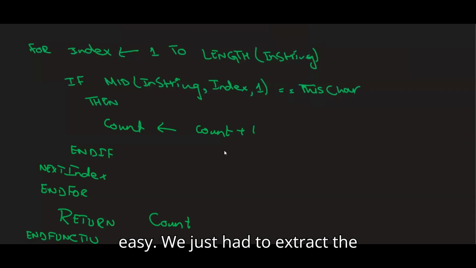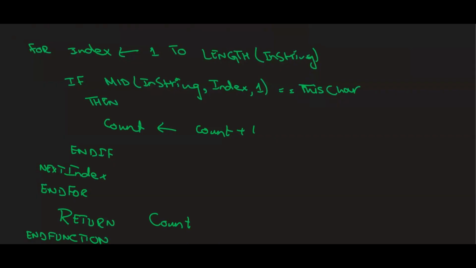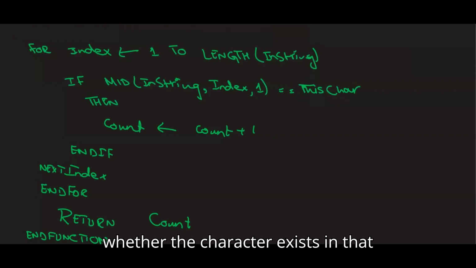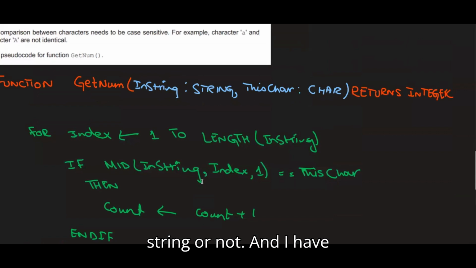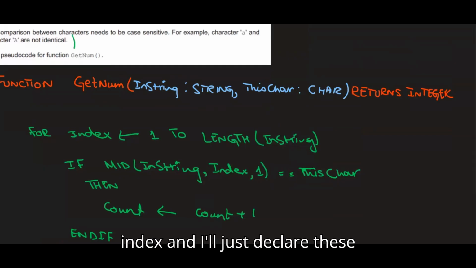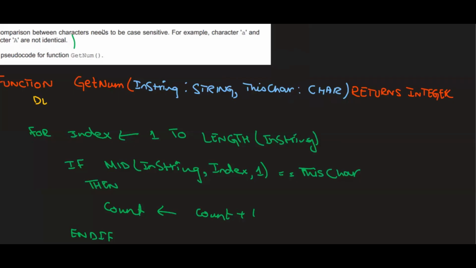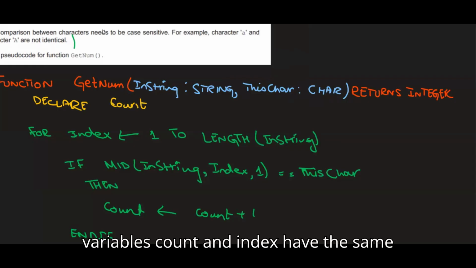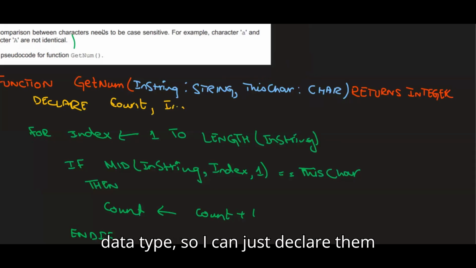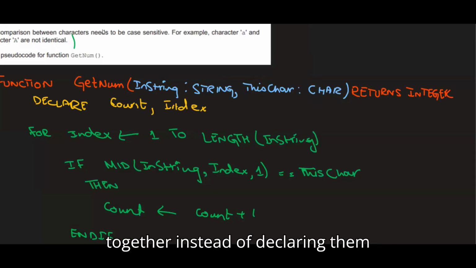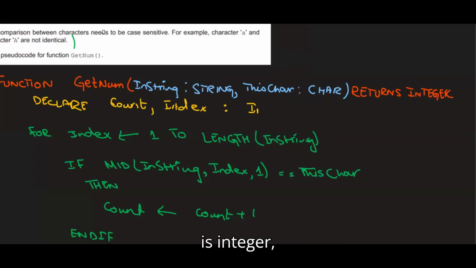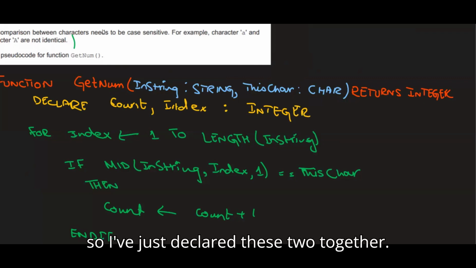So this code was quite easy. We just had to extract the string character by character and check whether the character exists in that string or not. And I have used the variable count here and index, and I'll just declare these here. Both the variables count and index have the same data type, so I can just declare them together instead of declaring them separately. Their data type is integer. So I've just declared these two together.